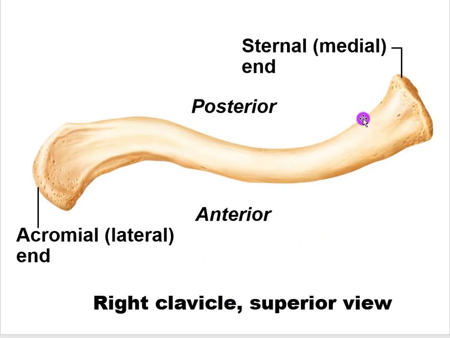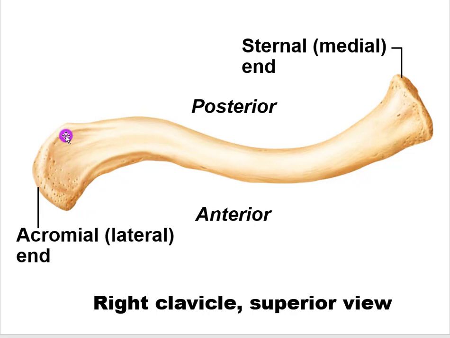This is a bird's eye top-down view, and we see two ends to it. This is one end over here, this is the other end. This medial part is called the sternal end. And why is it called that? Because it articulates with the sternum. This end over here is called the acromial end.